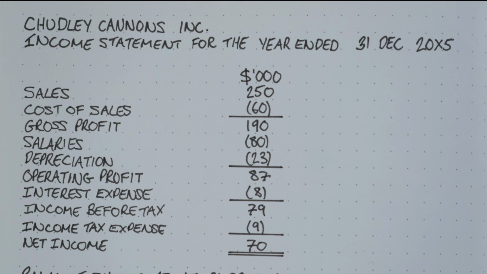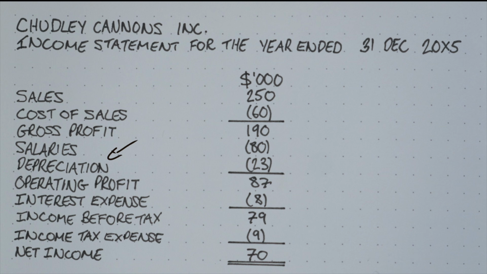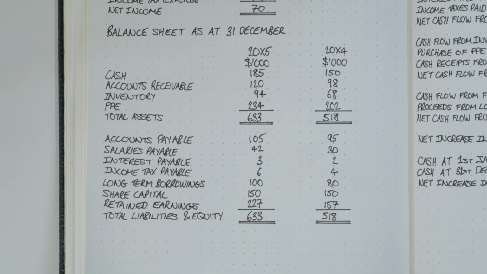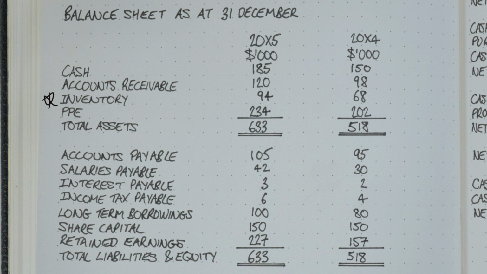But we can see that their income statement and balance sheet have been prepared under the accrual basis. We know this because their income statement shows depreciation, which is a non-cash transaction, so it wouldn't show up in an income statement prepared under the cash basis. Their balance sheet also contains inventory, receivables and payables, none of which would appear in a cash basis balance sheet.